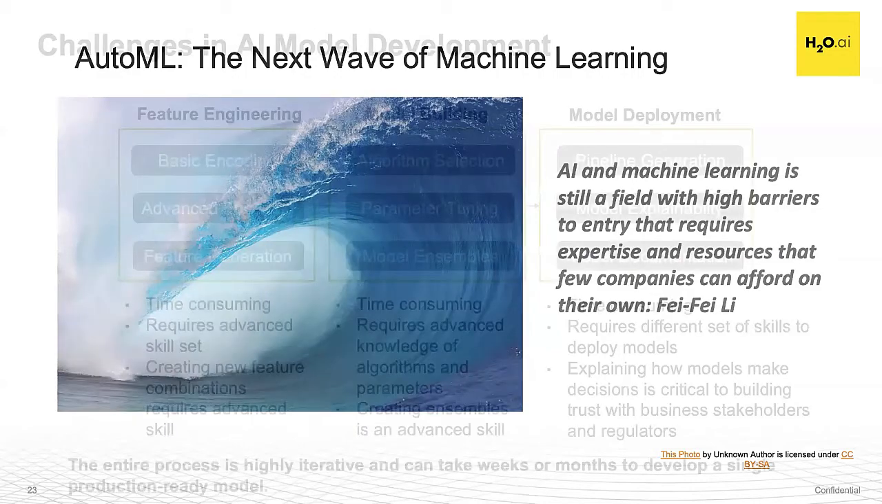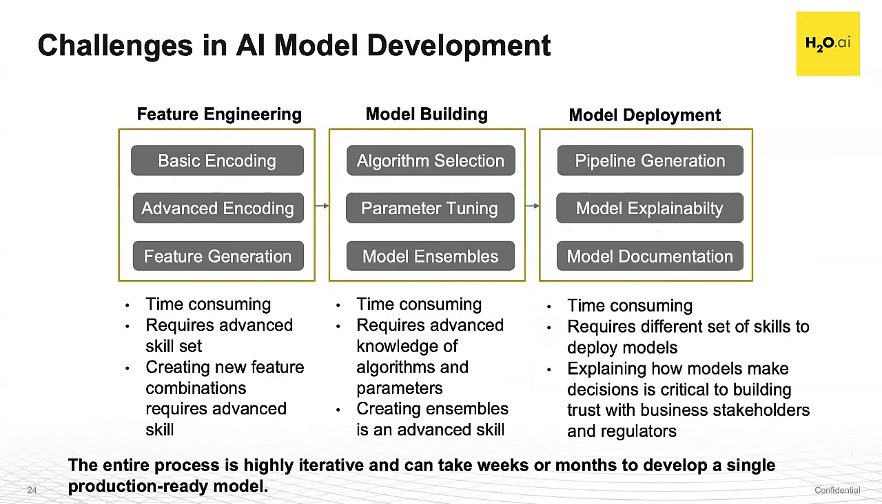So currently, we went over the machine learning pipeline in our second session. So what are the main challenges today that we face in AI model development? If we start with the feature engineering part, feature engineering is one of the most important parts during creation of a model.